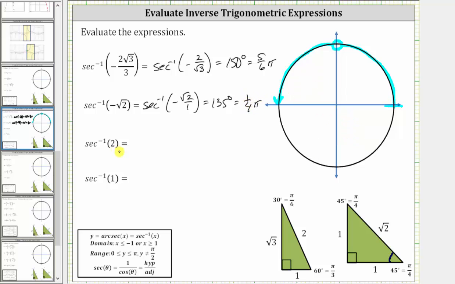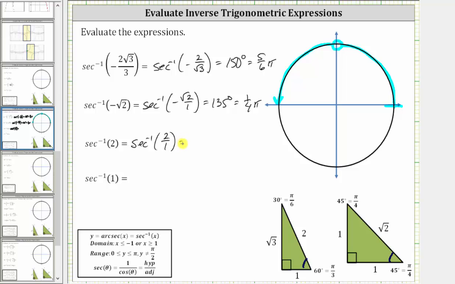Next we have inverse secant of 2, which is equal to inverse secant of 2 over 1. Looking at the reference triangles, notice the secant of 60 degrees, or pi over 3 radians, is equal to the ratio of the hypotenuse to the adjacent side, which is 2 divided by 1, or 2. And since the given secant function value is positive, the angle we are looking for is 60 degrees, or in radians, pi over 3, or 1/3 pi radians.